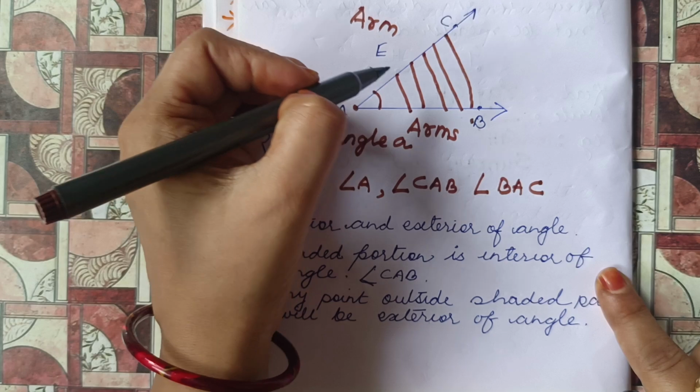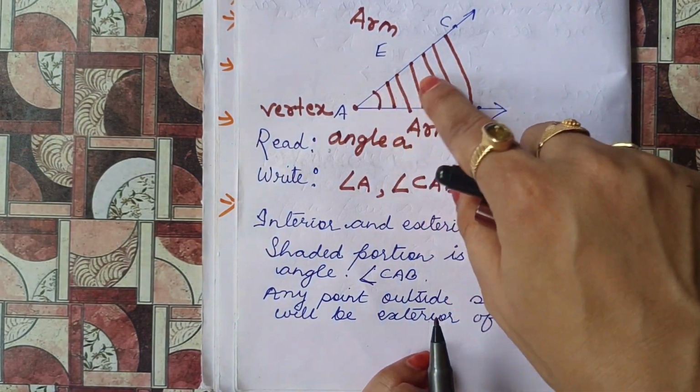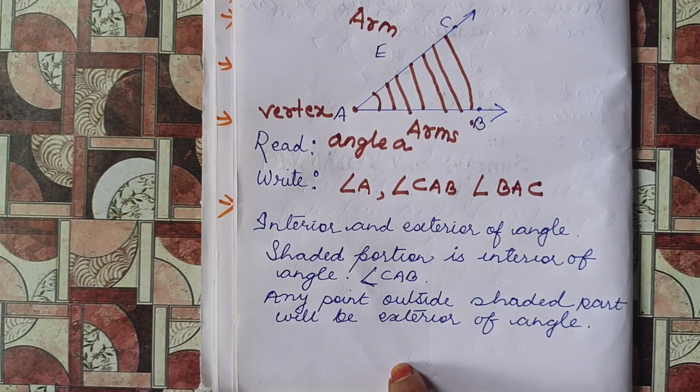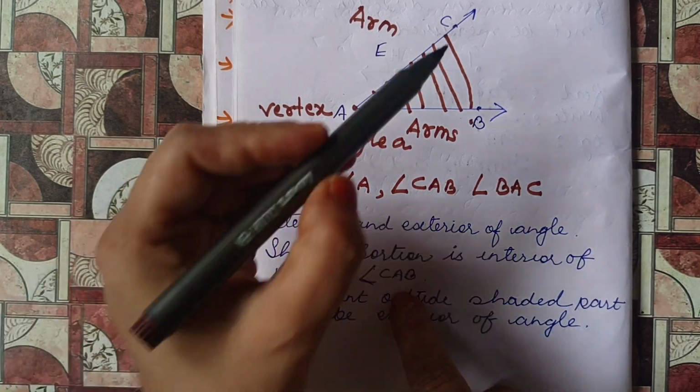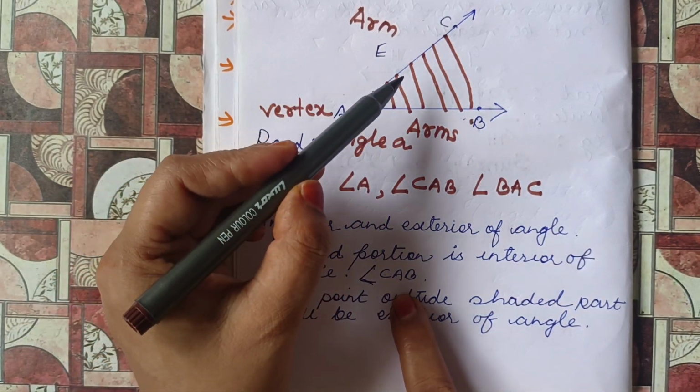If we shade this portion, then the shaded portion is the interior of the angle. For example, for angle CAB, this is the interior of the angle.